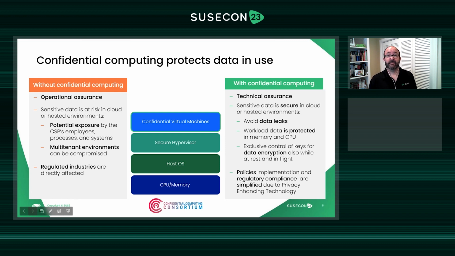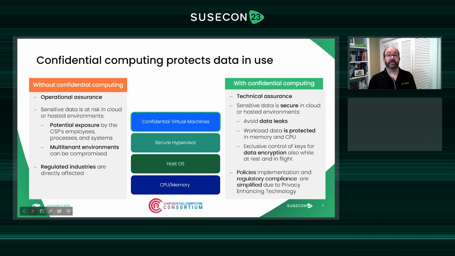Sensitive data is at risk in cloud or hosted environments because you're using shared infrastructure and shared hypervisors. So that means there's potential exposure by the cloud service providers' employees, processes, and systems. And these are running in multi-tenant environments, which can be compromised by bad actors. This particularly affects regulated industries.